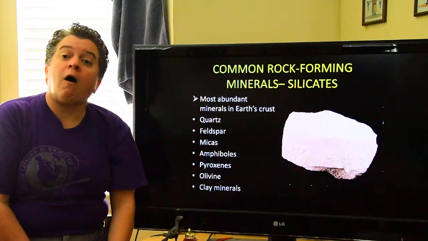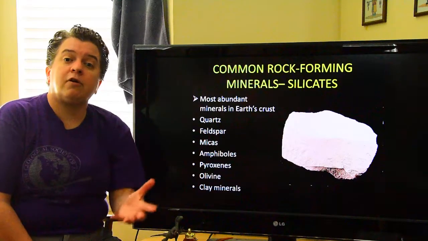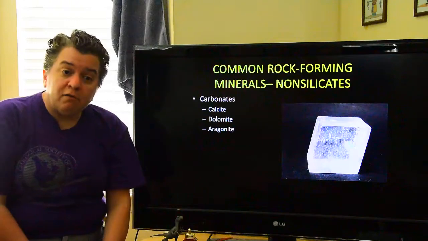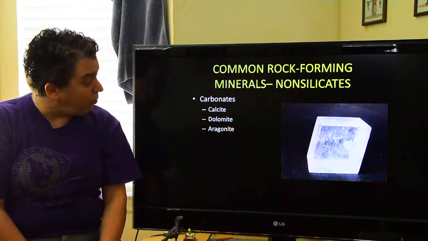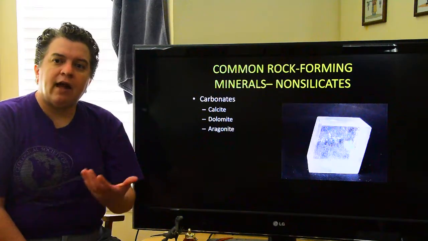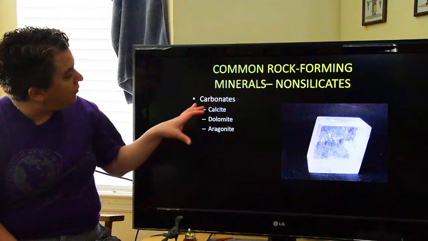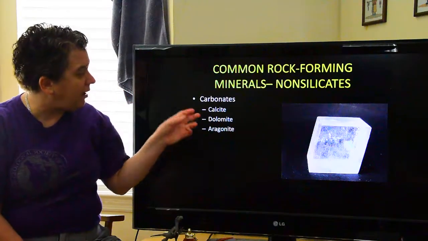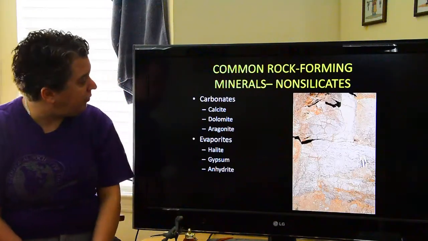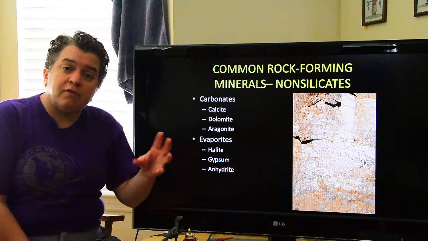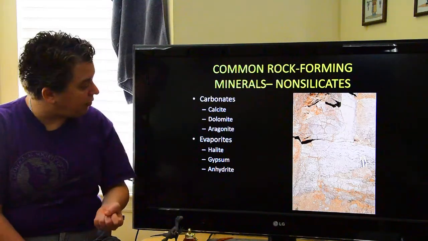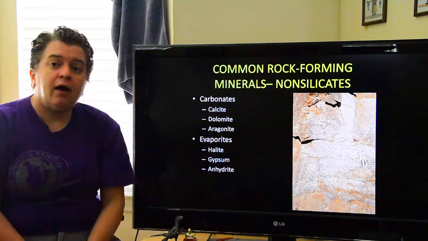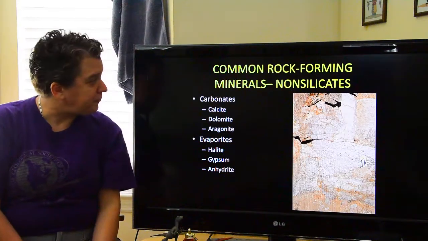So most of the rocks that you see outside, those are going to be the minerals that you'll find in them. But there are some other groups of minerals that are important. For instance, if we're dealing with limestones and those sorts of rocks, those are made out of carbonates. Carbonates include calcite, like that, dolomite, and aragonite. You have evaporite minerals that are formed from the evaporation of water. That includes things like halite, gypsum, which we see here, and a mineral called anhydrite.